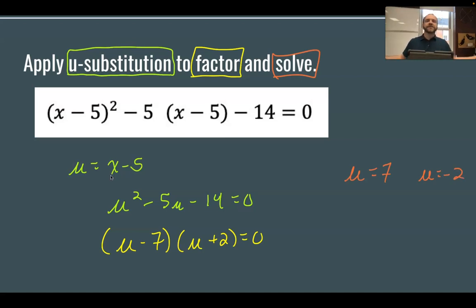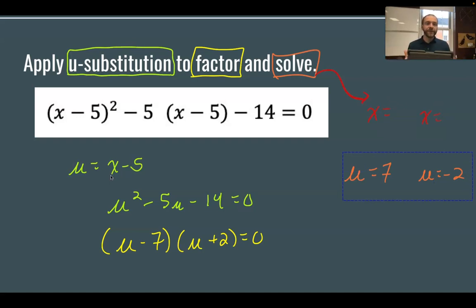And you may go, I'm done because I solved. I get a variable equals a number. Sweet. Wrong. Because what are you solving for? In this problem, you have the variables as x's: (x minus 5) squared minus 5 times the quantity (x minus 5) minus 14. This problem is really telling you to solve. You're right, you're solving. But what variable are you supposed to solve for? You're supposed to solve for x equals. You're not solving for u equals. We want to know, what does x equals? That's what the problem is asking us.